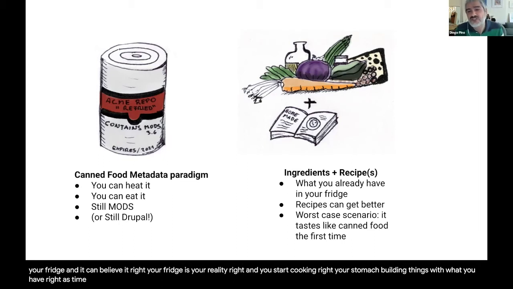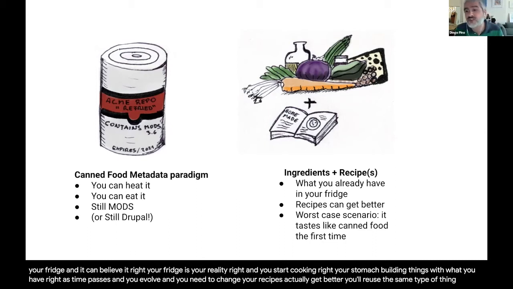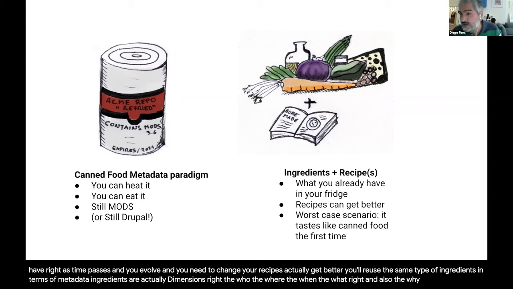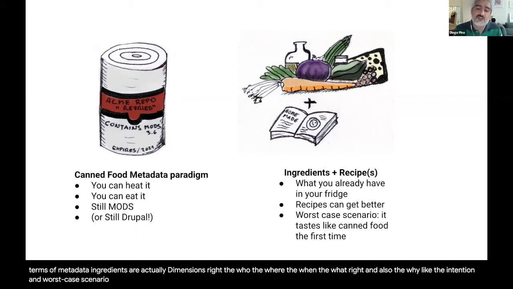As time passes and you evolve and your needs change, your recipes actually get better. You reuse the same type of ingredients. In terms of metadata, ingredients are actually dimensions, right? The who, the where, the when, the what, and also the why, like the intention. And worst case scenario always, what we provide by default is that your output tastes like canned food.